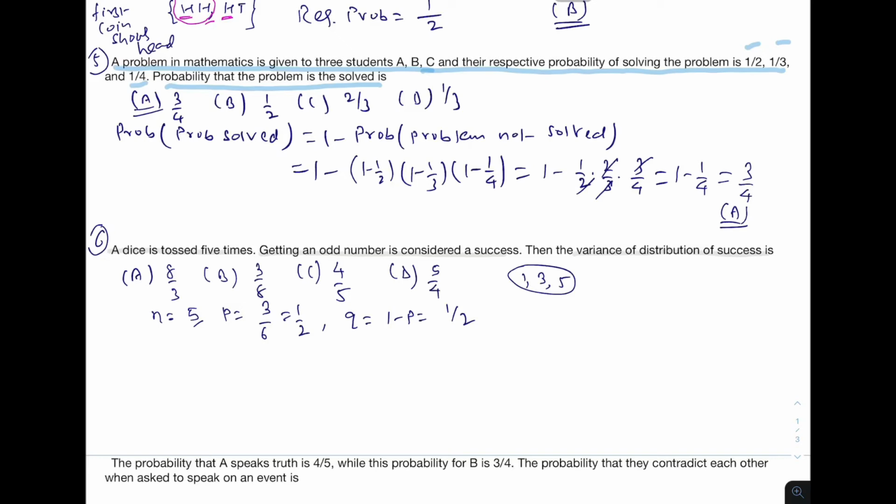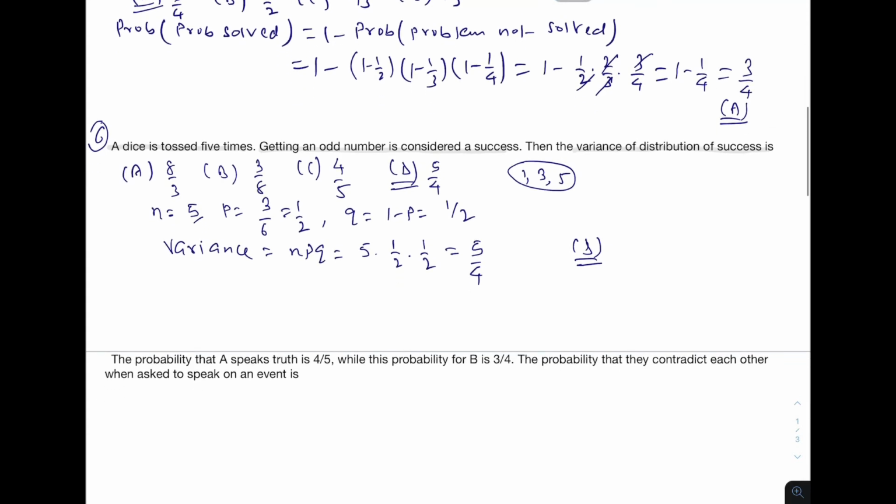The formula for variance is npq, so this is 5 times 1 by 2 times 1 by 2, and so the answer is 5 by 4. So option D is the answer.